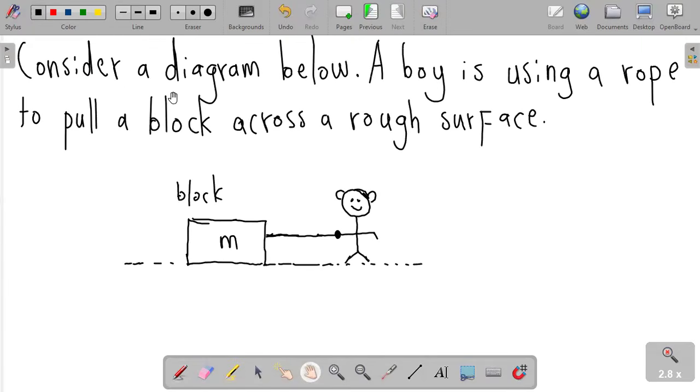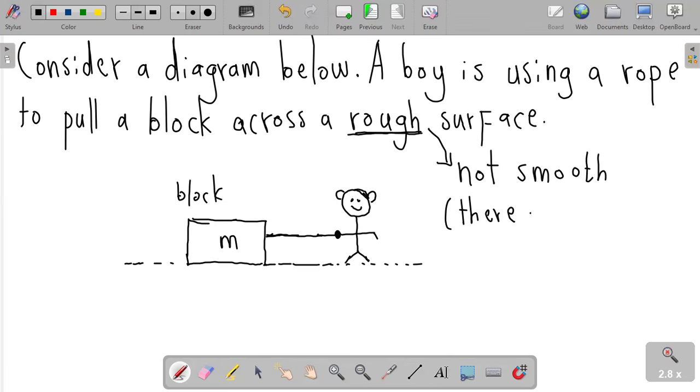So again, you see, it's across a rough surface. Okay, what does that mean? It means that the surface is not smooth. That's what it means. So it's not smooth. So meaning what? There is friction. That's what it means. Okay.